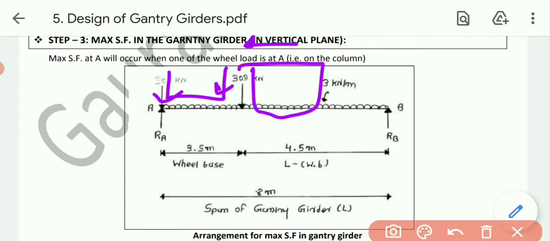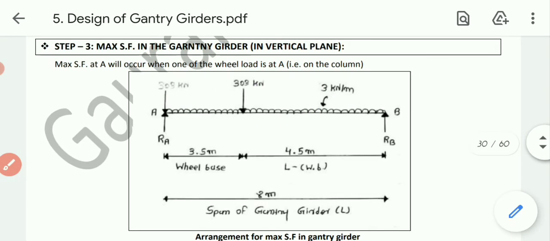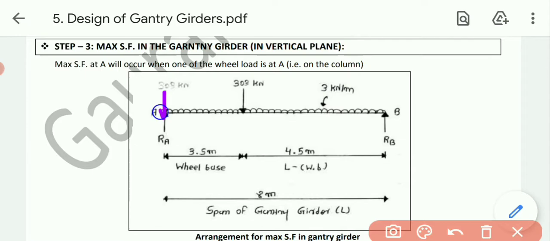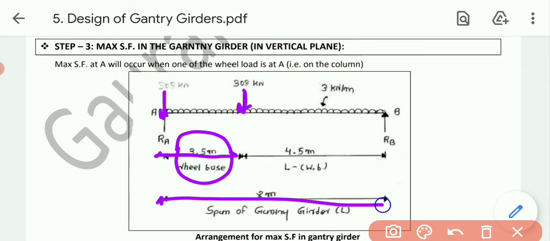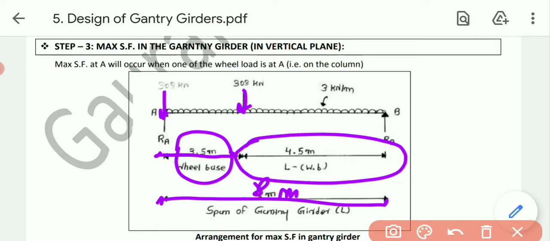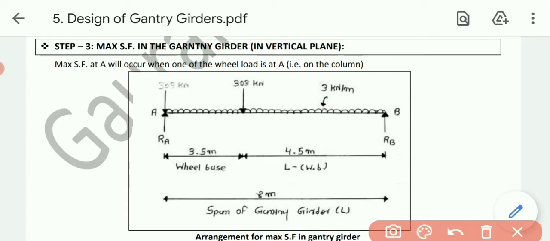Step number 3, maximum SF in gantry girder. Now I will put the first wheel over here of the crane girder. The second wheel will obviously be at the distance of the wheelbase, that is 3.5 meter, over here. The total span of the gantry girder is 8 meter, so 8 minus 3.5, this dimension will be 4.5 meter, and over the entire section the UDL is acting, that is 3 kilonewton per meter. That's our criteria. By putting this arrangement, I know that the maximum reaction will definitely be RA.